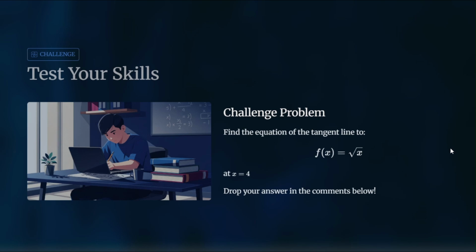Tangent lines aren't just lines. They represent instantaneous rate of change, which is the heart of calculus. Every time you find a tangent line, you're capturing a snapshot of how a function behaves at a precise moment.